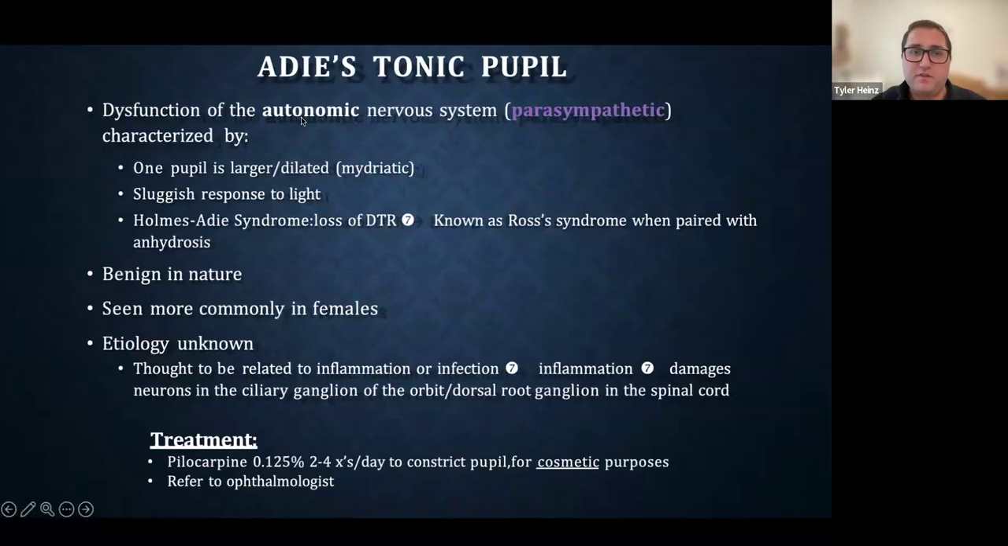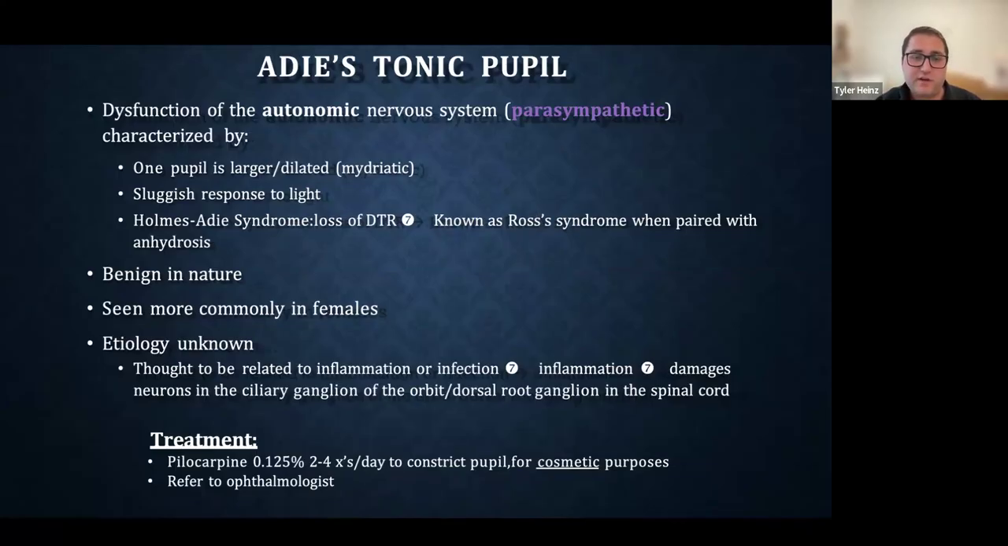Adie's tonic pupil is a dysfunction of the autonomic nervous system, the parasympathetic system, characterized by one pupil being larger or dilated, so mydriatic, with a sluggish response to light. Holmes-Adie syndrome is the loss of our DTR, or Ross's syndrome is when it's paired with the anhidrosis. Adie's tonic pupil is benign in nature, seen more commonly in females. The etiology is unknown, though.